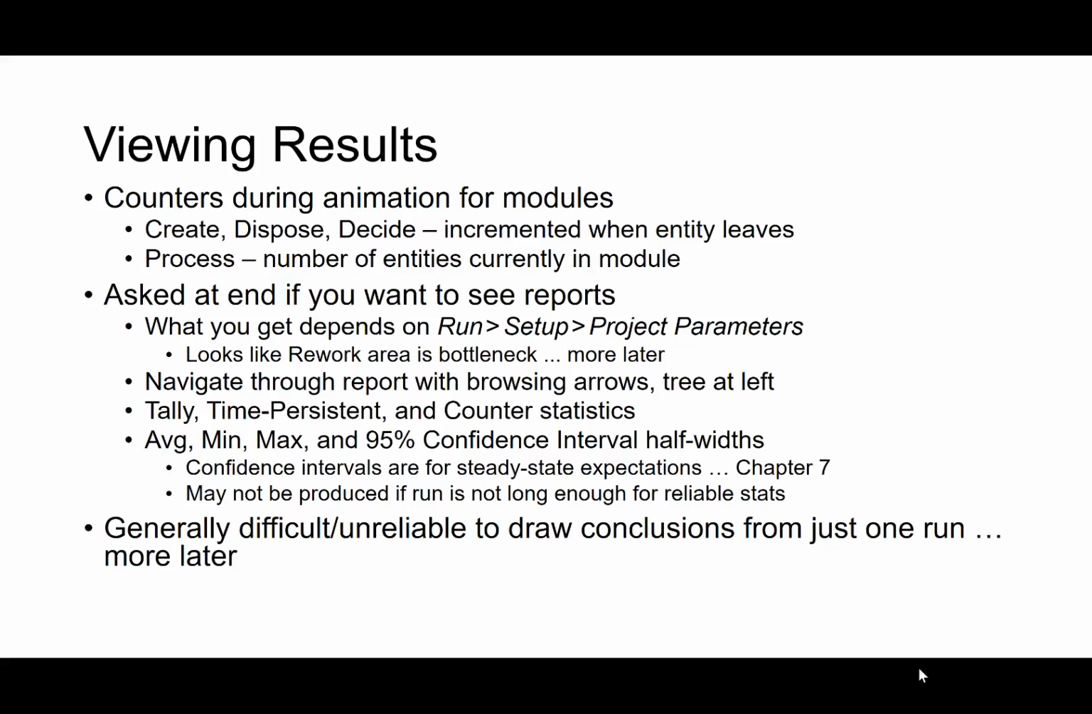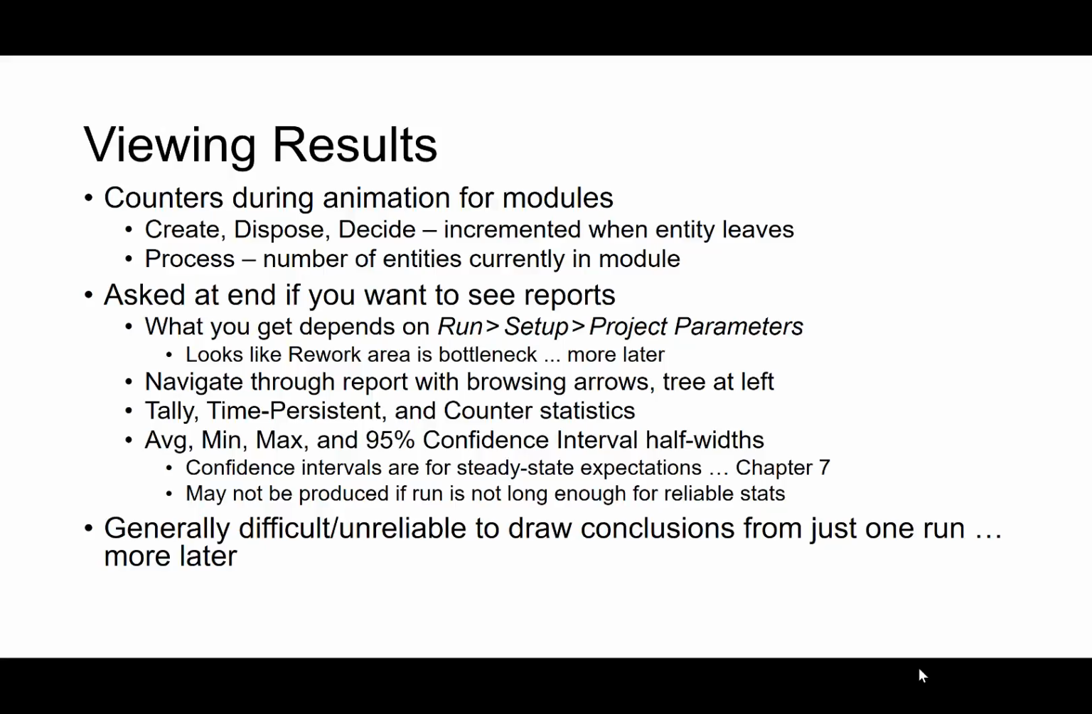So in viewing the results, you'll get counters during the animation for the modules. So you get create, dispose, and decide incrementally, and then the process, the number of entities currently in the model. So you can stop it at any point in time or can look at it at the very end. You'll be asked at the very end if you want to see reports. What you get will depend completely on what you put in the run setup and project parameters. If you didn't like what you got and you want to change it, or you forgot to add something, you can always go back and change those options and then rerun the simulation.